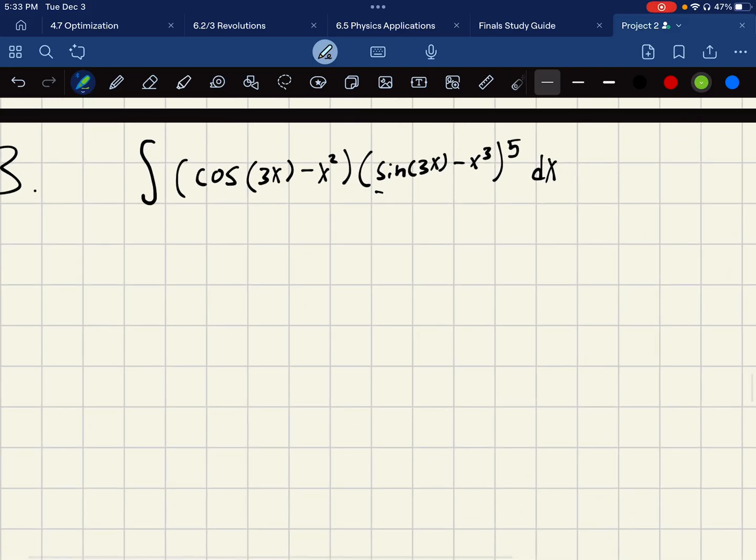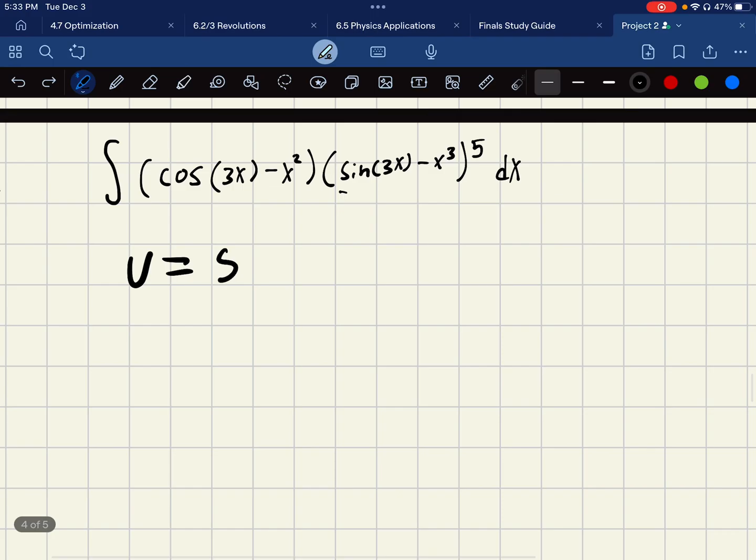Okay, so we would have the integral. Oh, I'm in green. My bad. So, same thing. We're finding u again. So what is u in this case? The second parenthesis. Nice. Okay, so u is equal to sine of 3x minus x to the third.